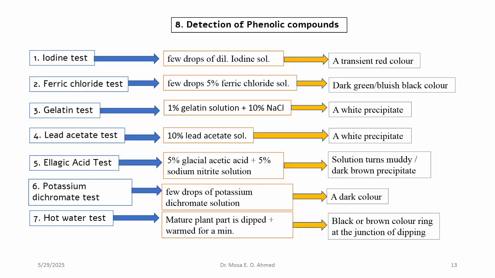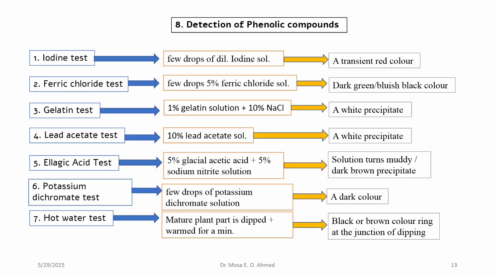The phenolic compounds include secondary metabolites having the nucleus of phenol, such as tannins. There are 7 qualitative chemical tests used for detection of phenolic compounds. First of all, the iodine test, which consists of a few drops of dilute iodine solution. When added to plant extract, a transient red color is produced in case of presence of phenolic compound.